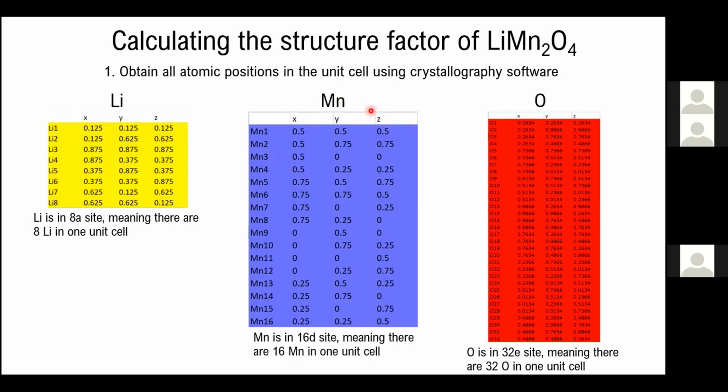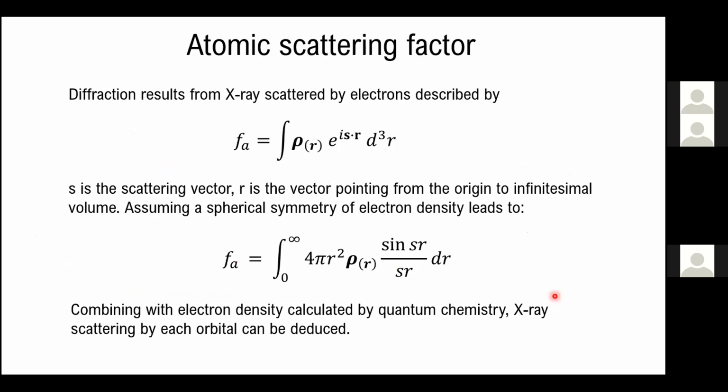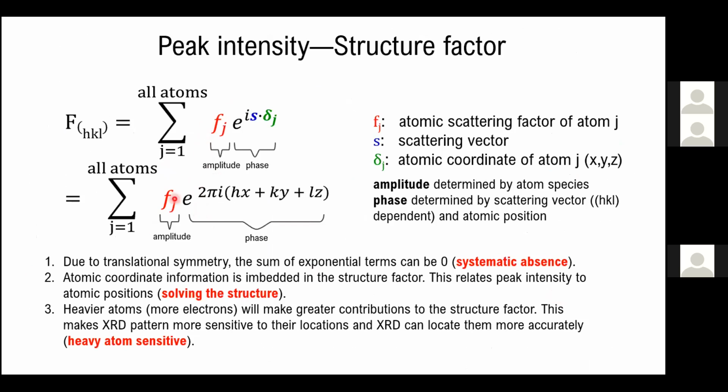By the way, they are all generated from the first one simply by symmetry. And we also have the manganese, which resides in the 16D site, right? So we have 16 manganese atoms, and we have 32 oxygens. Don't be bothered, you can just list all of them in Excel. And then you can do the calculation based on this formula, right? Since everything is known here, you know the f, and for the sake of simplicity, you just use the atomic number.